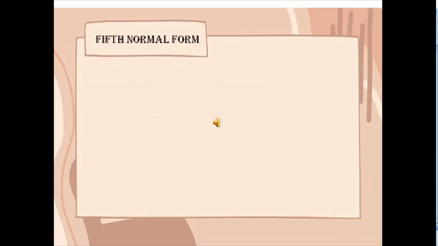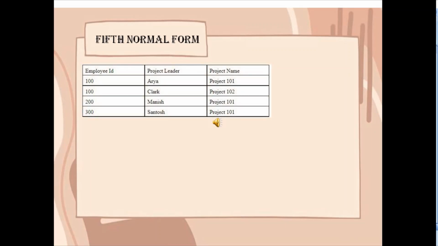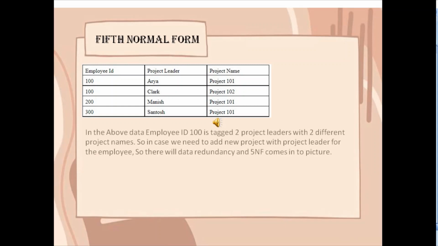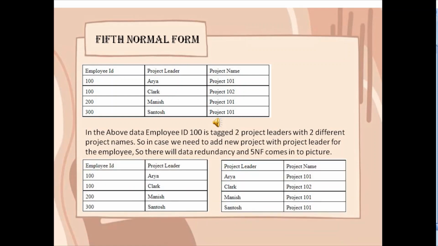Consider an example. The table contains the data of employee ID, project leader, project name. Employee ID 100 is tagged with 2 project leaders with 2 different project names. So in case we need to add a new project with a project leader for the employee, there will be data redundancy, and 5NF comes into the picture. So the data in the table is to be designed into 2 different sets: employee ID, project leader; and project leader, project name.